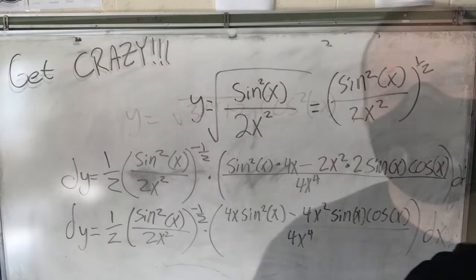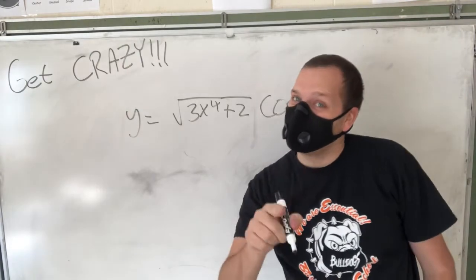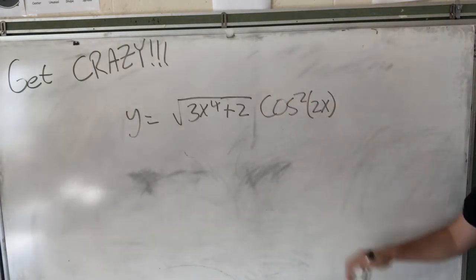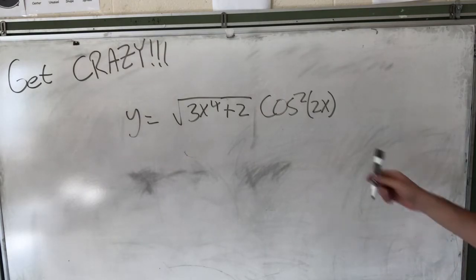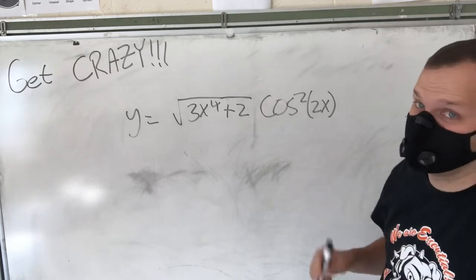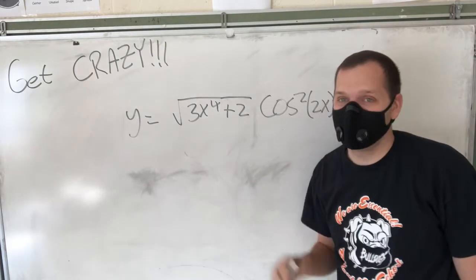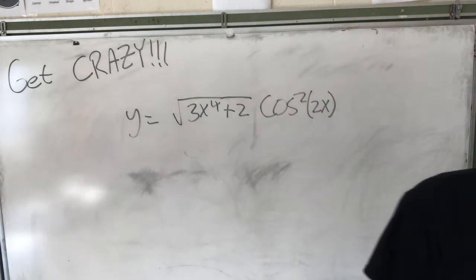Whew. All right, here's a tricky one. I want you to give this one a try. Pause it if you need to. If you need some help, maybe think, well, what are you going to do first? You're going to do a cosine rule first. You're going to do a chain rule first. You're going to do a product rule first. All right, pause the video.